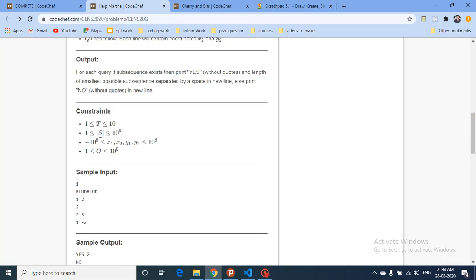the constraints are: S and Q are 10 to the power 6 and 10 to the power 5. So for every query you cannot iterate over the whole string. What does this mean? Because I want to go 2 steps, I could iterate from left to right and see if there are 2 of them, then I'm good. But if for every query you iterate over the whole string, it is not possible, but you can do it in O of 1 also.